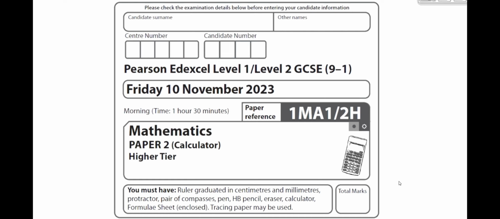Hello everybody, I'm going to talk through today all the worked solutions for paper 2 on higher tier from the November 2023 research series for Edexcel's maths. So I'm going to get straight into it, talk through all the questions in order, as of course you'd expect, and for some questions I'll show more than one way of thinking through the answer to try and help understanding.